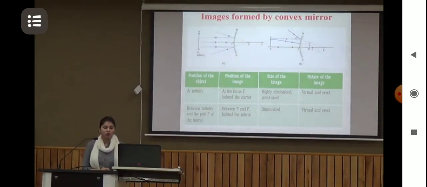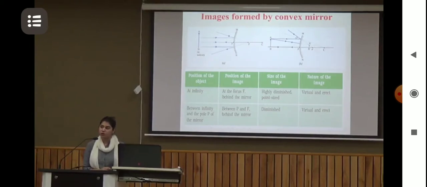We now move on to a convex mirror. So these are the 2 ray diagrams which we are going to study for a convex mirror. First ray diagram, as we can see, what is the position of the object? The object is at infinity. Now again, practically you can imagine that, let's say this object is sun and sun is situated at infinity. There are parallel rays falling from the sun onto the reflecting surface of a convex mirror.